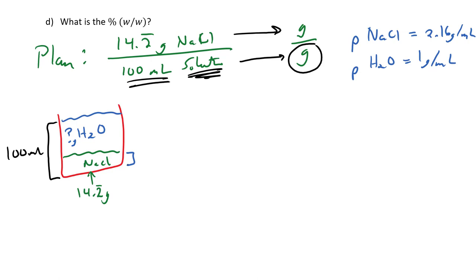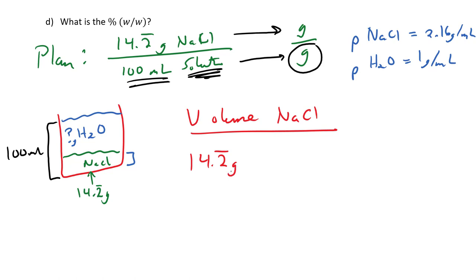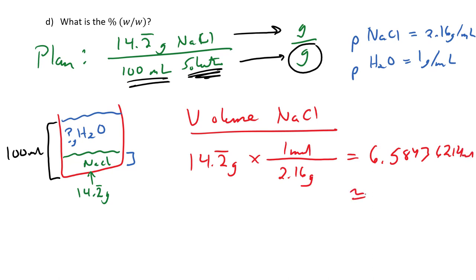I can use the density of sodium chloride to determine the volume of sodium chloride. I will then subtract that away from the 100 mils to get my volume of water. Let's do that now. So calculate the volume of sodium chloride first. 14.22222 grams, 2.16 grams. Approximately equal to, to 3 significant digits, 6.58 milliliters of sodium chloride.